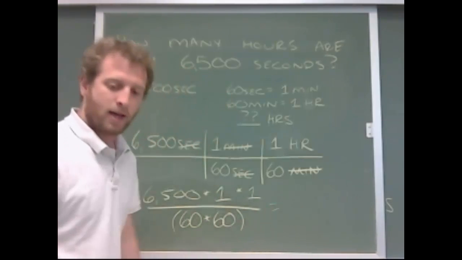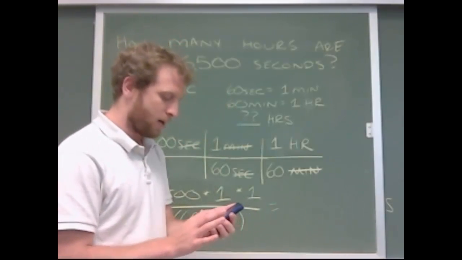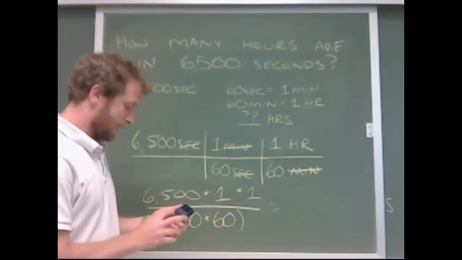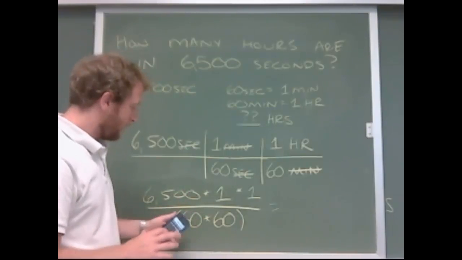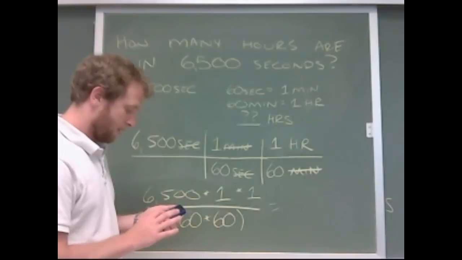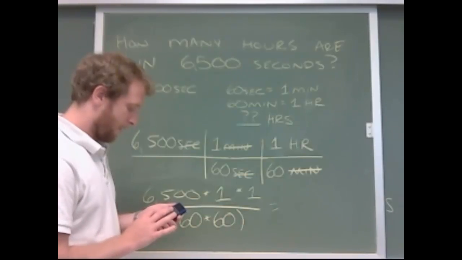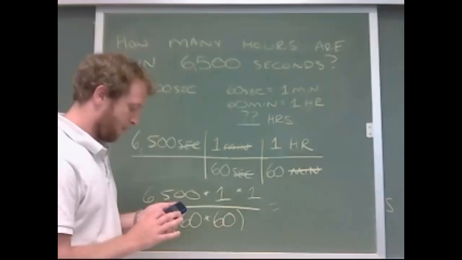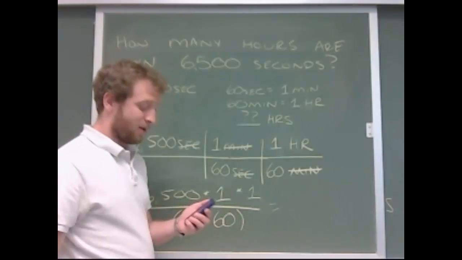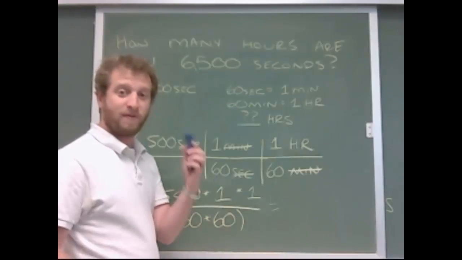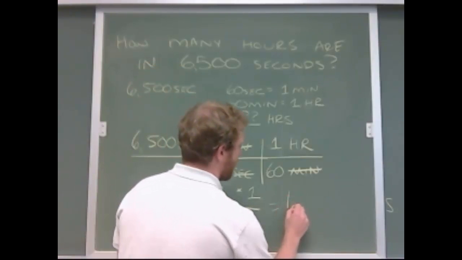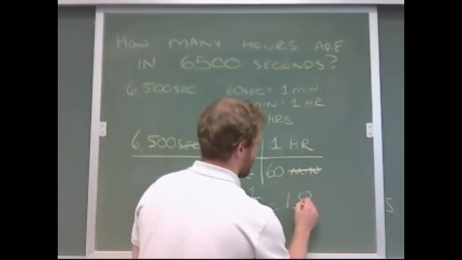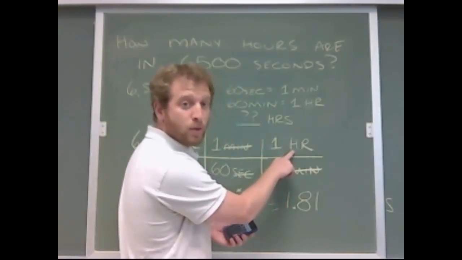So if I do this in my handy dandy iPhone calculator, all I'm going to do is my 6,500 times 1 times 1, which is just 6,500, divided by 60, divided by 60. And I should get an answer that looks something like this, 8.05555555. I'm going to get rid of all those. I'll round to 2 numbers. Okay, so I go 1.81. Make sure I put my units. Hours.